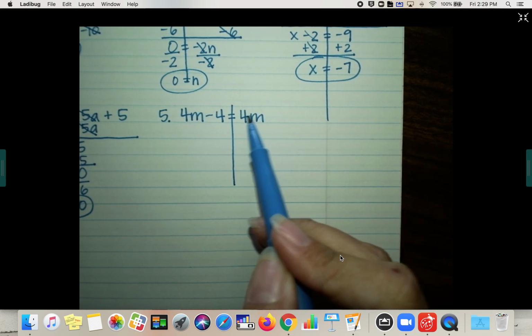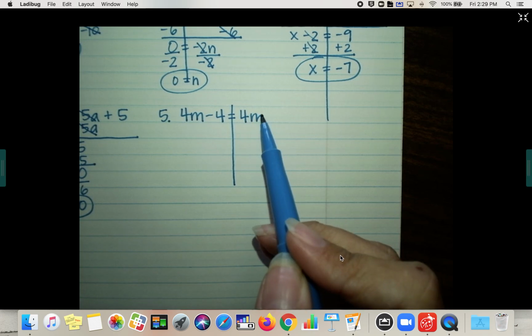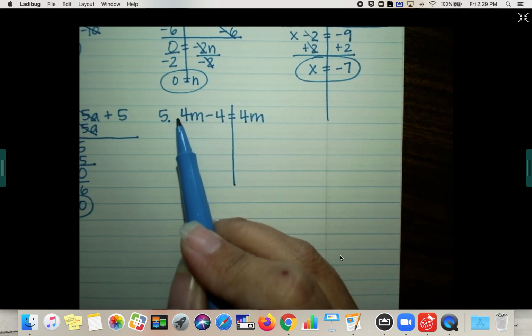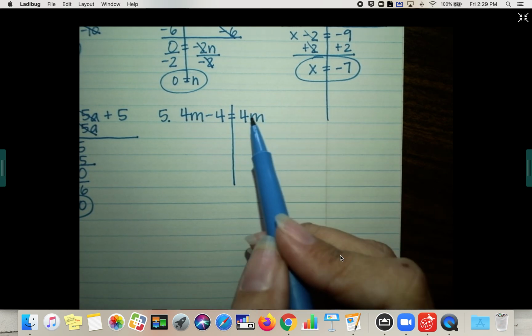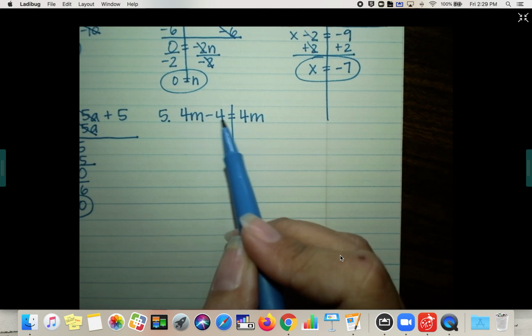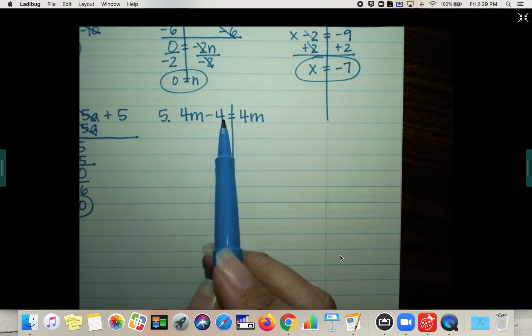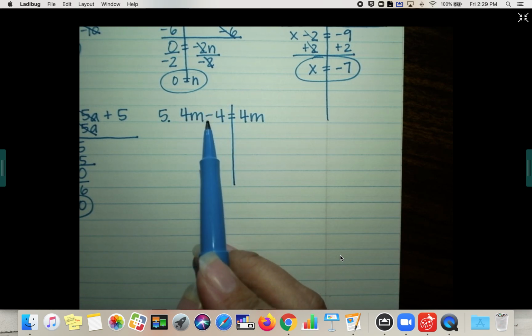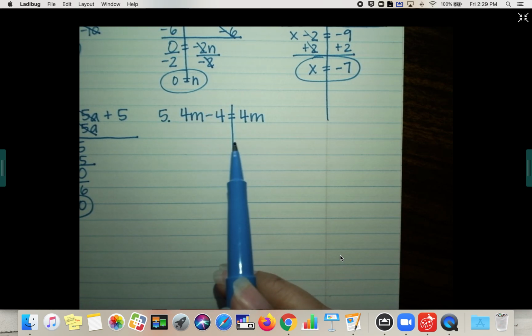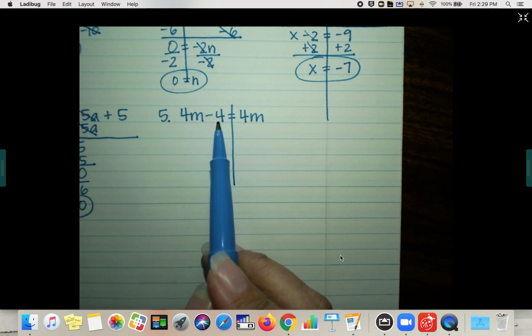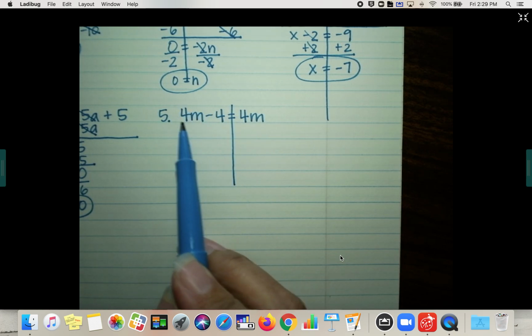You can't move this 4m. You can, but then the pan would be unbalanced, if you remember those pan balance equations. So I would rather, if there's only one term over here, leave it alone. Let's get rid of the one that has 2 terms. Now, you can't move this one, because if you add 4, it's not a like term with the 4m. So the only one you can move is the 4m.